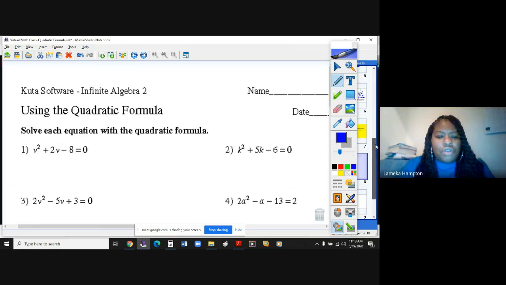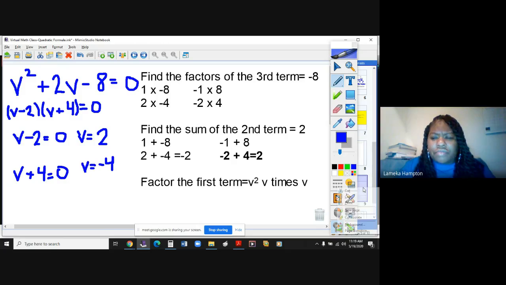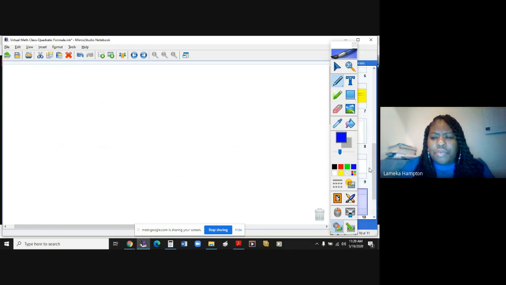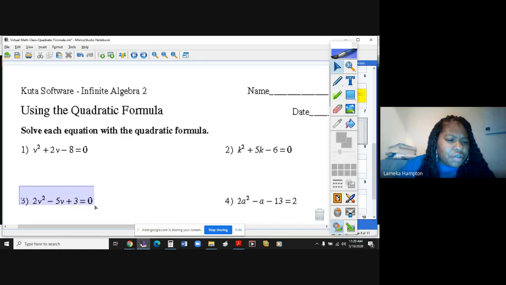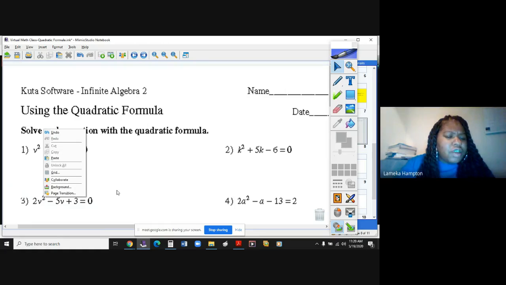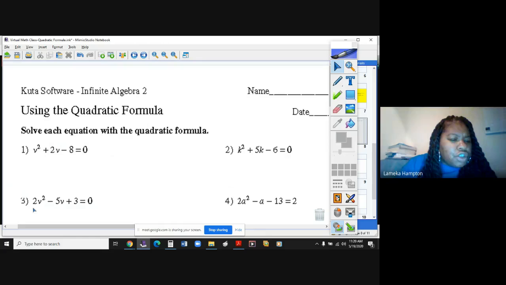Okay, so I'm going to go to a new page, and let me see if I can do it here. Nope. I was trying to copy and paste, y'all. That's what I was trying to do. I just have to remember 2v squared minus 5v plus 3.